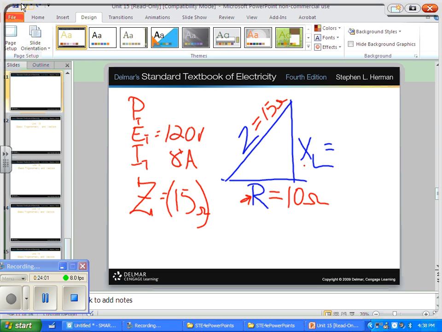Okay? So now from that we can infer how much inductive reactance we have, right? Because now we know some things. What do we know about angles again?